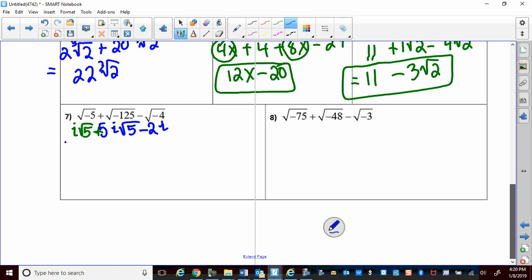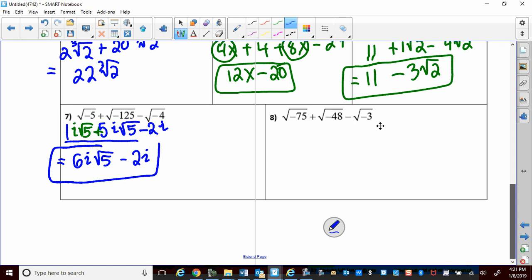Now combining like terms, these are my like terms. I have 1i square root of 5 plus 5i square root of 5. That's 6i square root of 5 minus 2i. And it's okay to refer to it as an i. You know, you can get more savvy about your imaginary numbers when you get 100% on this next test. How about that? For the next part, I'm going to go a little bit quicker maybe.